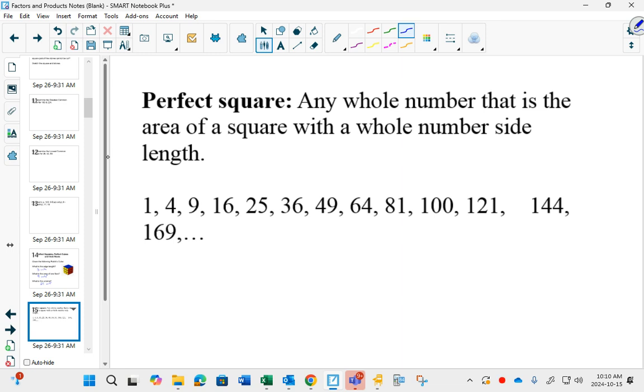So you can take out your highlighter here. Any whole number that is the area of a square with a whole number side length makes a perfect square. So this idea of calling it a perfect square is actually because you can make a square. And if I put whole numbers on the side, like 4 and 4, then the area would be 16. So we call 16 a perfect square because you can square root it and because it's 4 times 4.